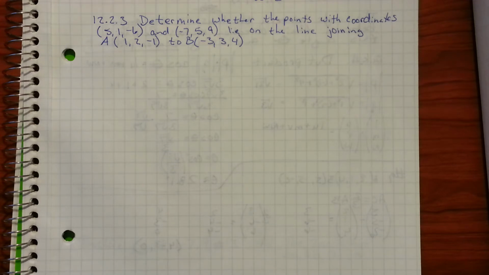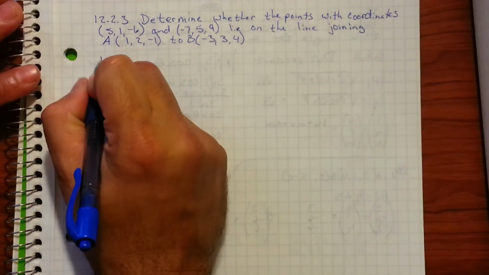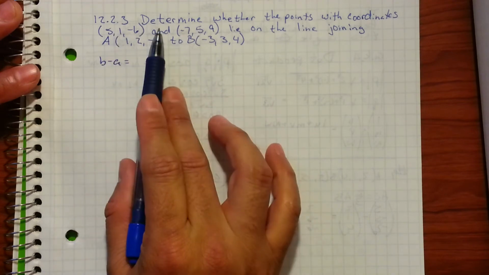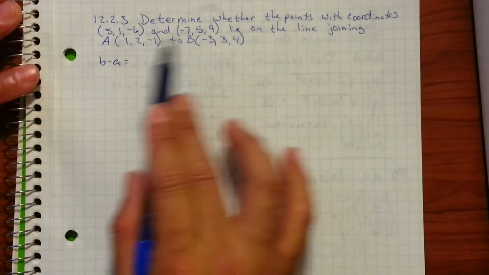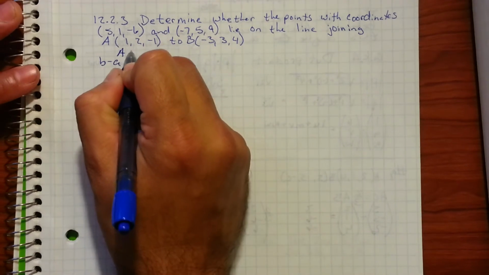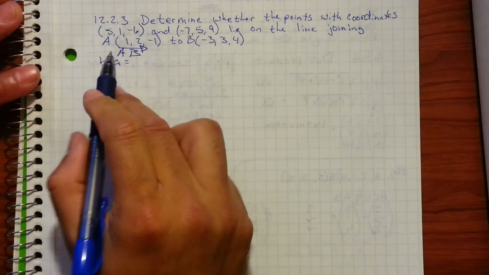Determine whether the points with coordinates (5, 1, -6) and (-7, 5, 9) lie on the line joining A to B. So first thing I need to do is make an equation out of it. So give me the equation, and to start with my vector, which is going to be B minus A. We're checking whether these two points lie on my line AB.